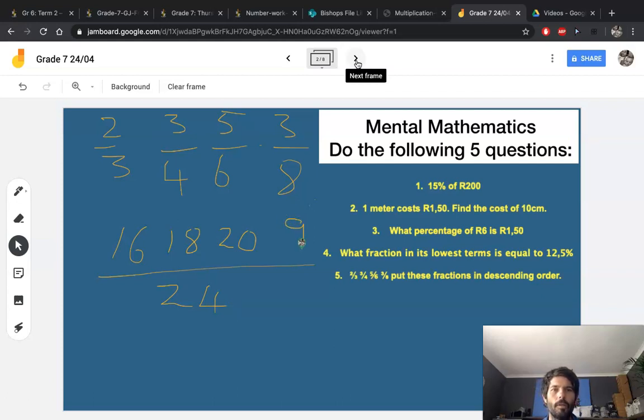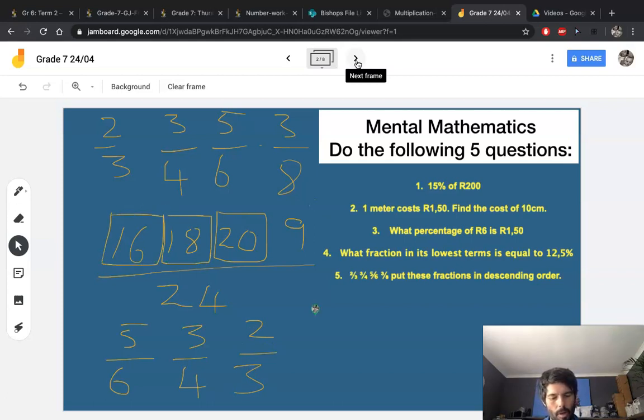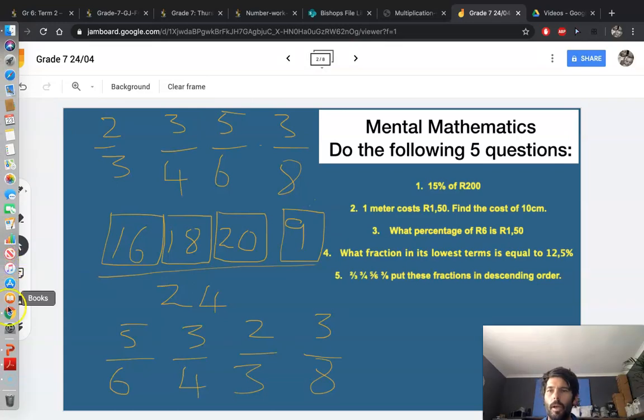Okay? And they've asked for descending order, so we start with the biggest fraction. So we know 5 over 6 comes first because 20 over 24 would be the biggest fraction. Then we'd have to have 3/4 because 18 over 24 is your next biggest one. Then 2/3 because 16 comes next. And then 3 over 8. Okay? Great. I hope you guys remember those past principles that we've covered. Let's move on to our main topic for today.